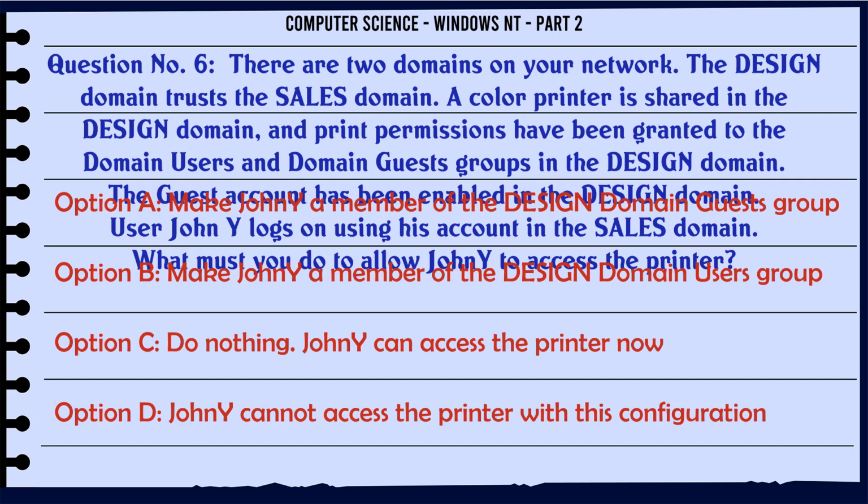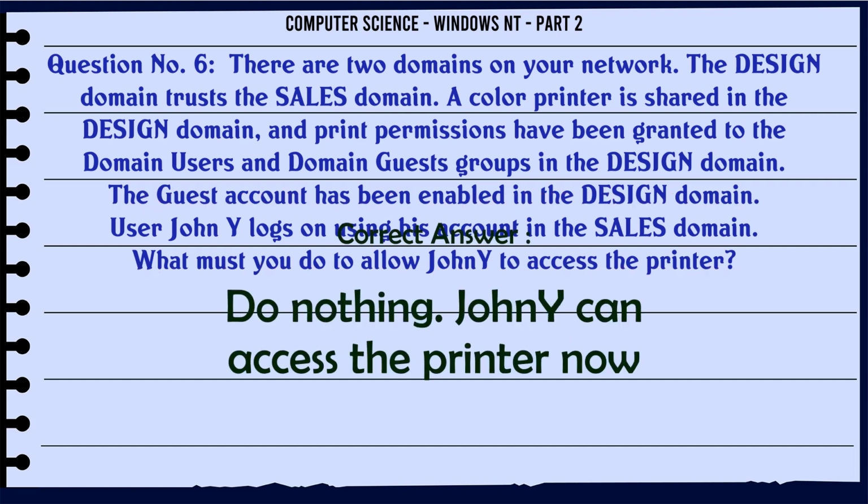A. Make Johnny a member of the design domain guests group. B. Make Johnny a member of the design domain users group. C. Do nothing. Johnny can access the printer now. D. Johnny cannot access the printer with this configuration. The correct answer is do nothing. Johnny can access the printer now.